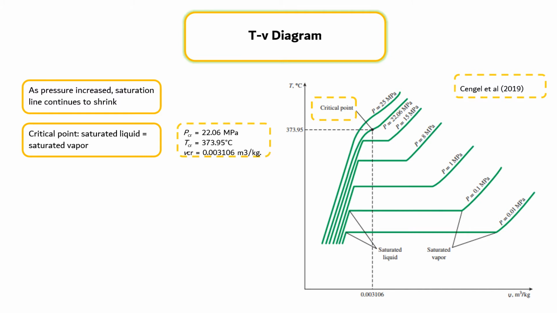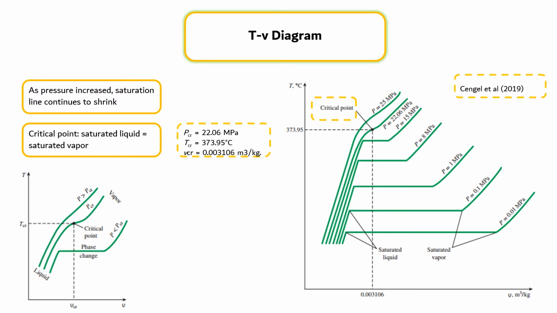The critical point properties of water are 22.06 MPa, 373.95 degrees Celsius, and 0.003106 m3 per kilogram. At pressures above the critical pressure, there is not a distinct phase change process as shown in the left figure. Instead, the specific volume of the substance continually increases, and at all times there is only one phase. Above the critical state, there is no line that separates the compressed liquid region and the superheated vapor region.